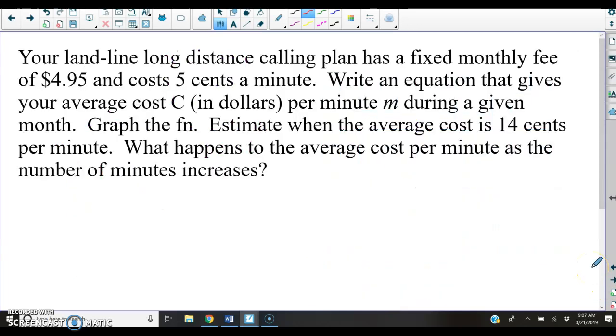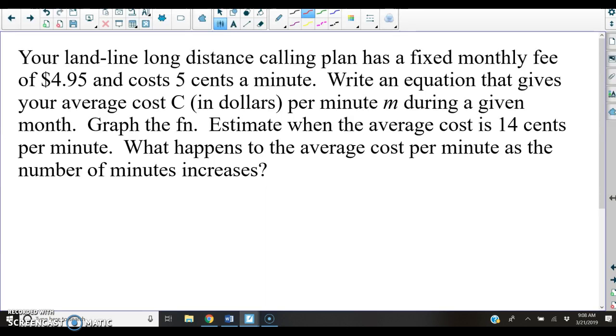Okay, this was kind of a cool little problem. Your landline long distance calls, nobody uses them anymore, but we still have a good math skill here, has a fixed monthly fee of $4.95 and costs 5 cents a minute. My parents still use their landline to make long distance calls because McCluskey really is almost the middle of nowhere. Okay, so you write an equation that gives your average cost, C, in dollars per minute, M.